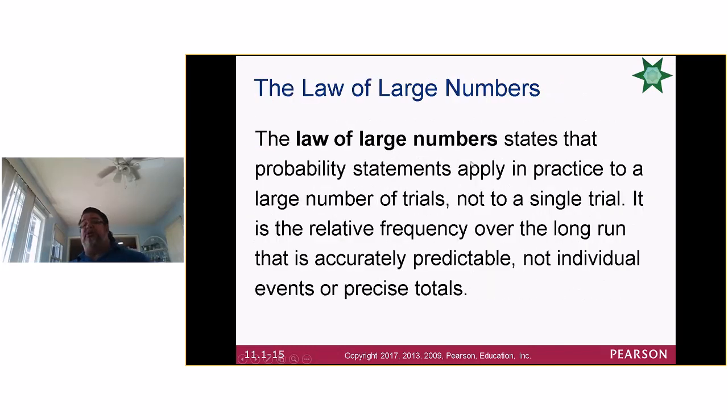There's the law of large numbers. Now I want you to take a minute and write that down, because that's important. The law of large numbers states that the probability statements apply in practice to a large number of trials, not to a single trial. It is the relative frequency over the long run that is accurately predictable, not individual events or precise totals. Now that means absolutely nothing to y'all if you read that, but go ahead and write it down because it's important. You may see it on a standardized test. But I'm going to explain what they're saying in terms that you can understand.